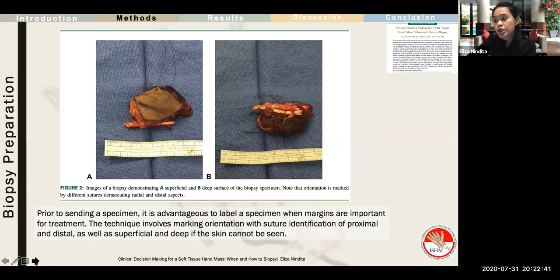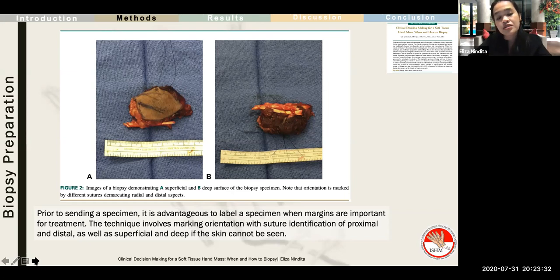For example, if we want to prepare for the biopsy by doing an excision biopsy, we need to give a specific label, so it is not going to be mistaken by the pathology. Prior to sending a specimen, it is advantageous to label the specimen when margins are important for treatment. The technique involves marking orientations with suture identification, for example, proximal, distal, as well as superficial and deep if the skin cannot be seen.